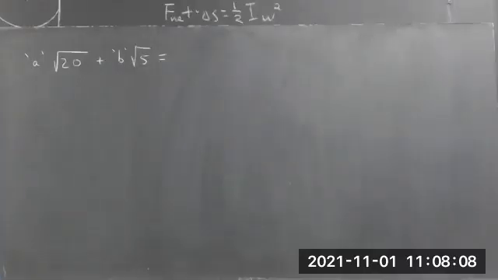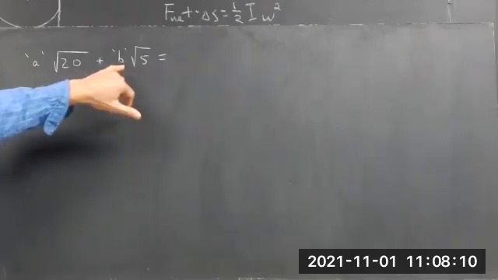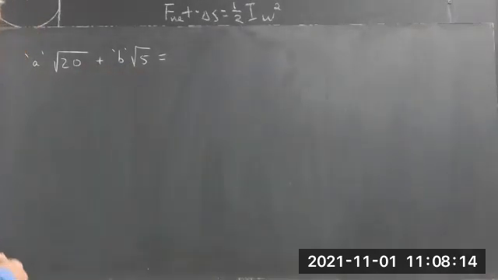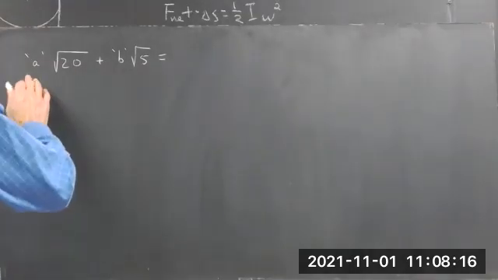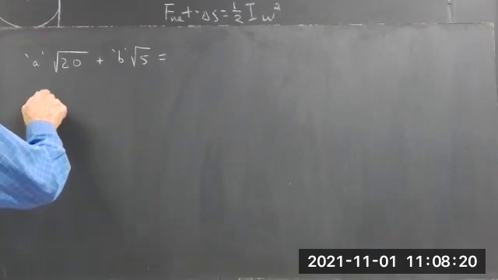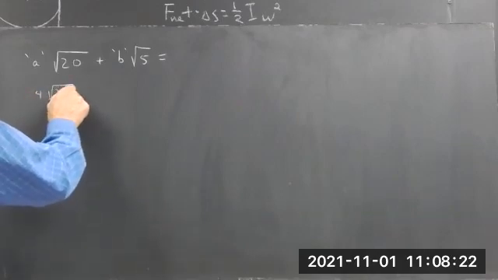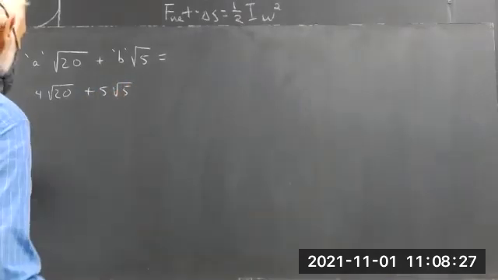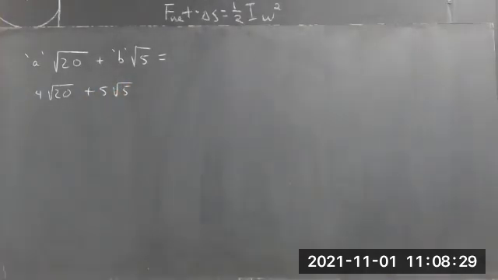Okay, well, let's do a times the square root of 20 plus b times the square root of 5. Everybody has their own a, b, and c. So in my case, this would be 4 times the square root of 20 plus 5 times the square root of 5. Okay. Now what you have to see is the square root of 20.